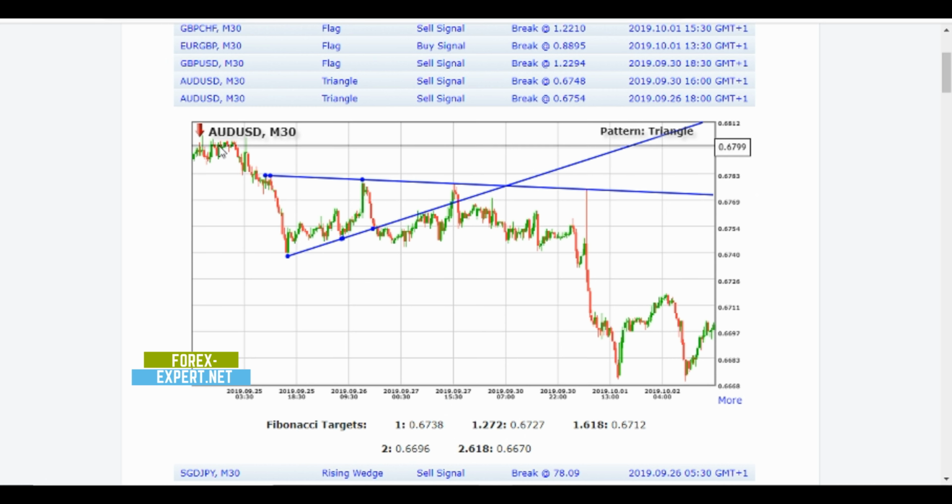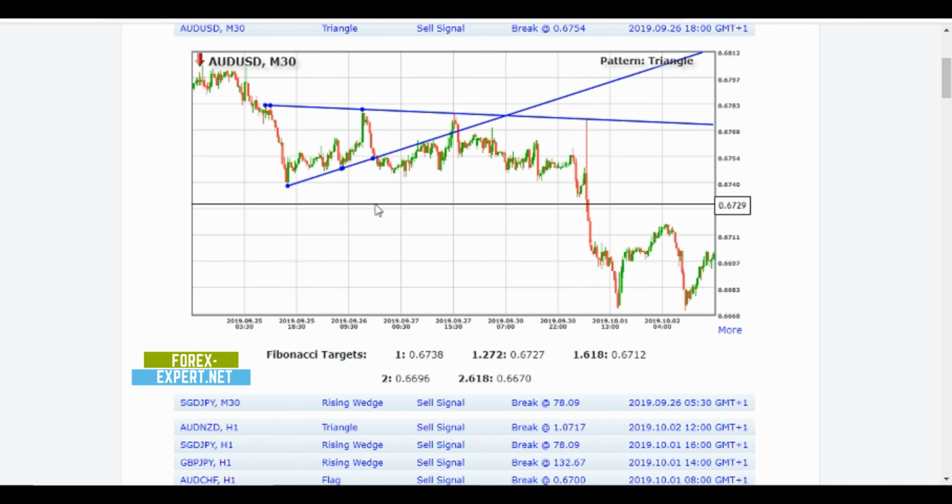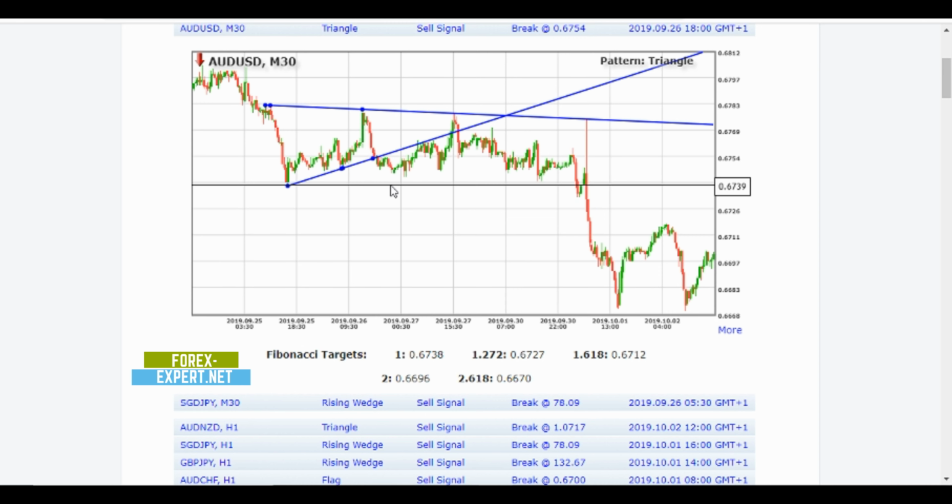We got another signal on the Australian dollar and the USD. Break at 0.6754, going down to 0.6672. And yeah, we got another profitable trade for 80 pips, more or less. Okay, I don't have my calculator, okay, to give you the exact number, but as you can see.